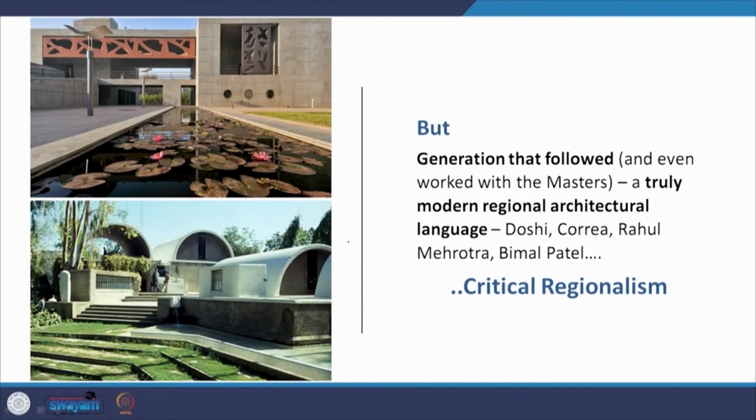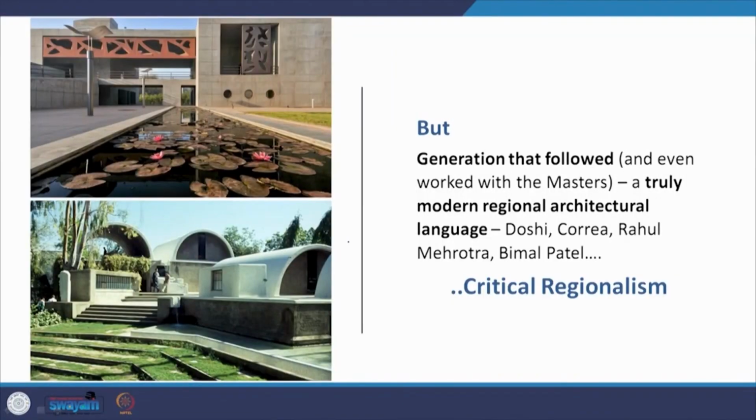But the generation that followed them, the young Indian generation that had earlier worked even with the masters, truly brought in a modern regional architectural language with great force, and they were architects like Doshi, Correa, and now we talk about Rahul Mehrotra, Bimal Patel, etc. So this has continued. I would like to put myself in this strong position and say it here: I believe critical regionalism is the strongest symbol of modern Indian architecture.